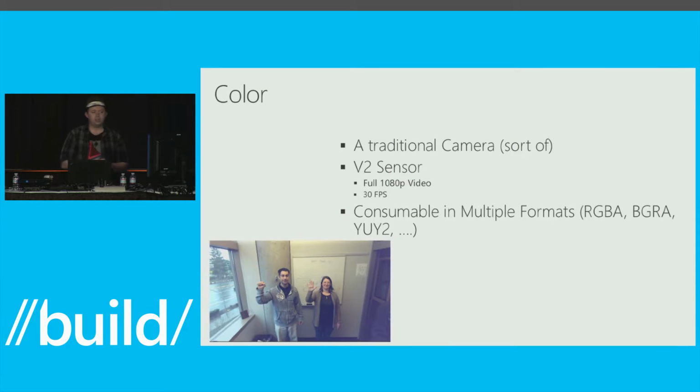So color is a traditional camera, except we have our own set of APIs around it so that you can go back and forth between the spaces. I'll talk about that in a second. It's full 1080p video, which if you're building something today is what you want. And it's full 30 frames per second. It's also consumable in multiple formats. There's always one format that's streaming off the device, but we have a set of helper functions to do conversions for you.